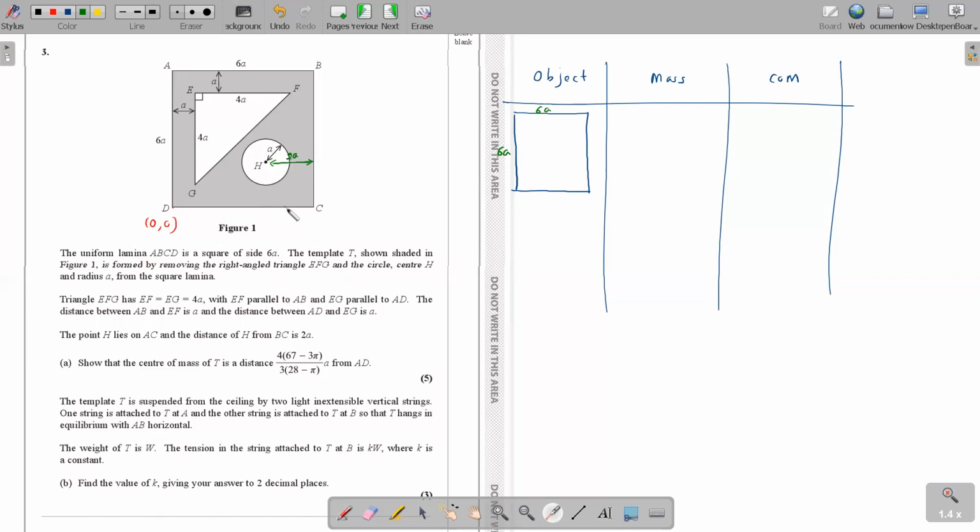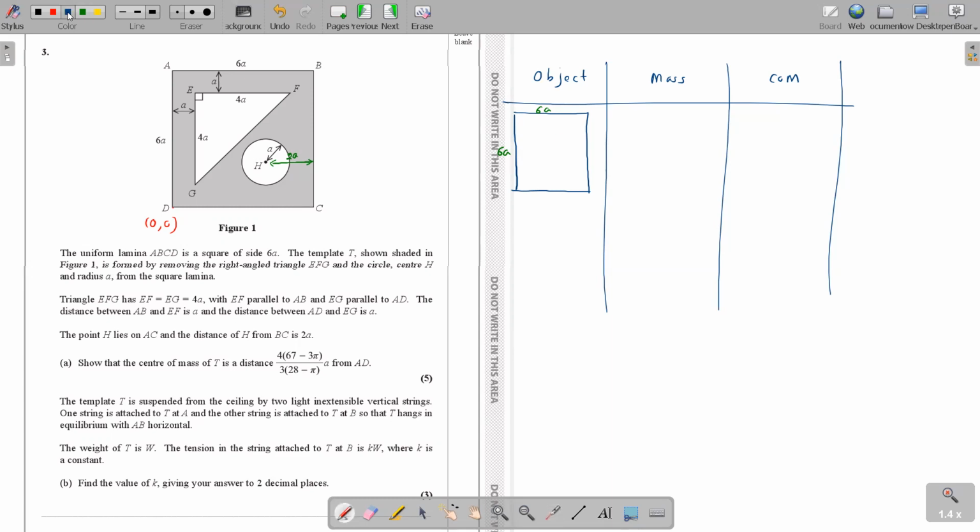Remember, children, if they give you a mass, you must use it. Then don't use area. But if they don't give you a mass, you have to go with area, because the area for every square unit of this object is the same. It's a uniform object, so every square unit has the same mass.